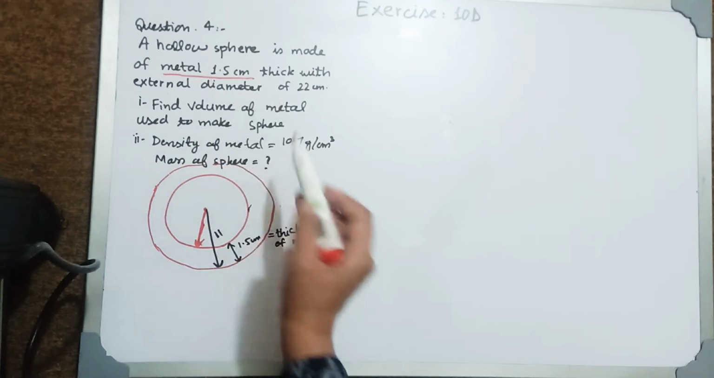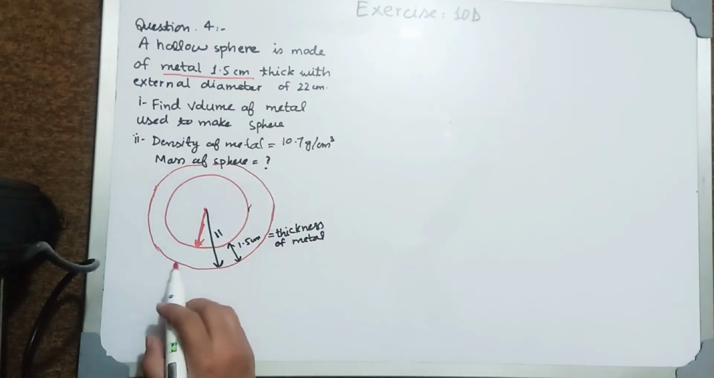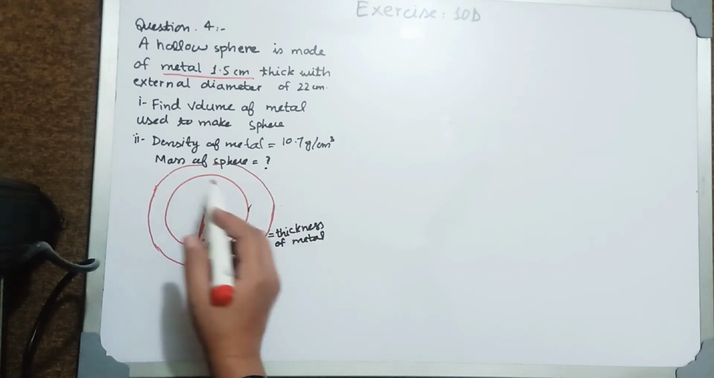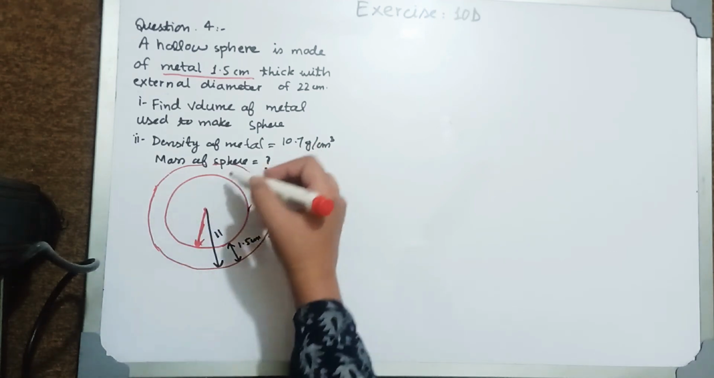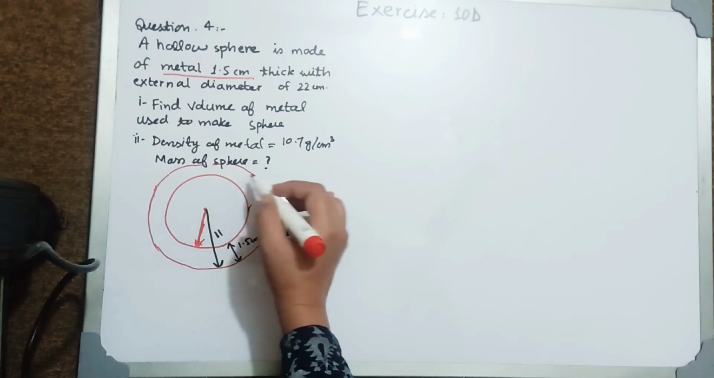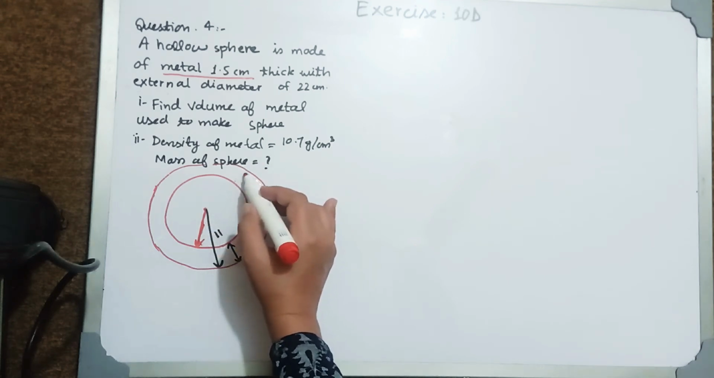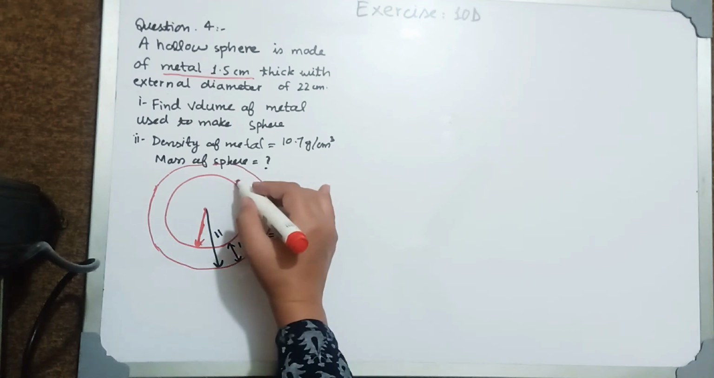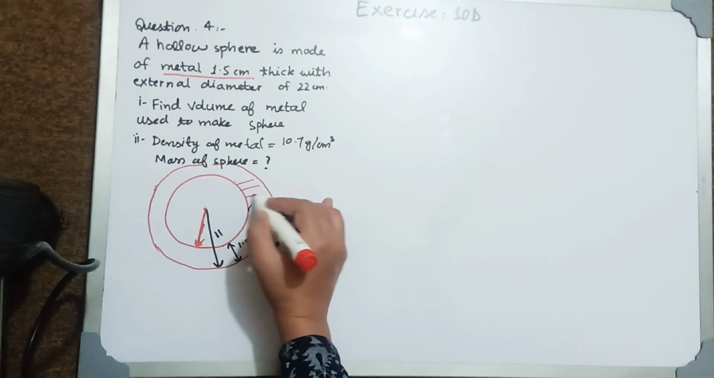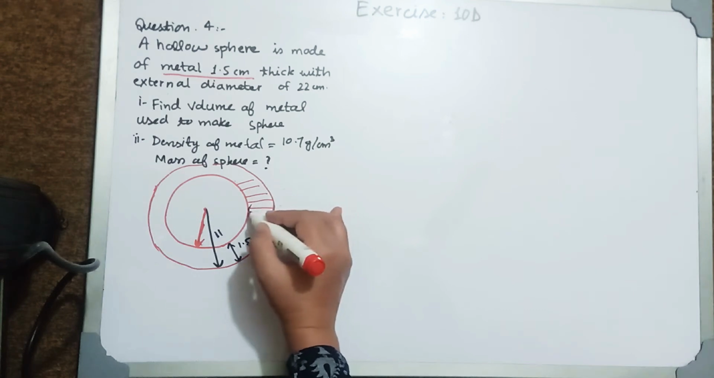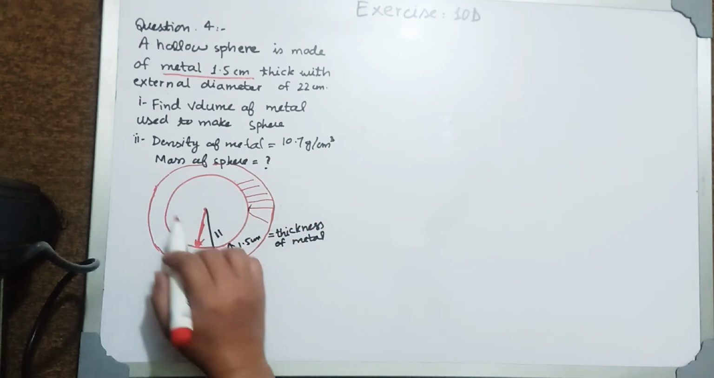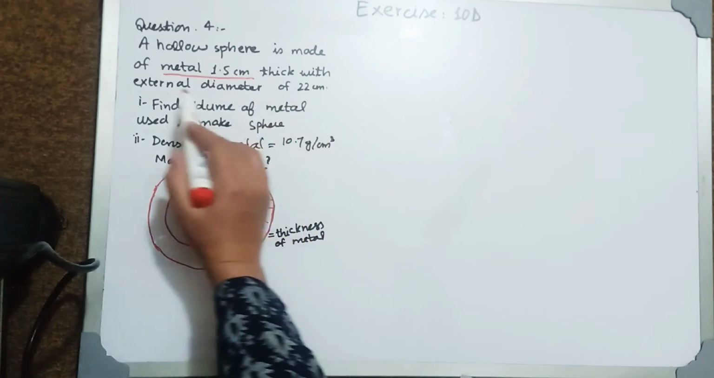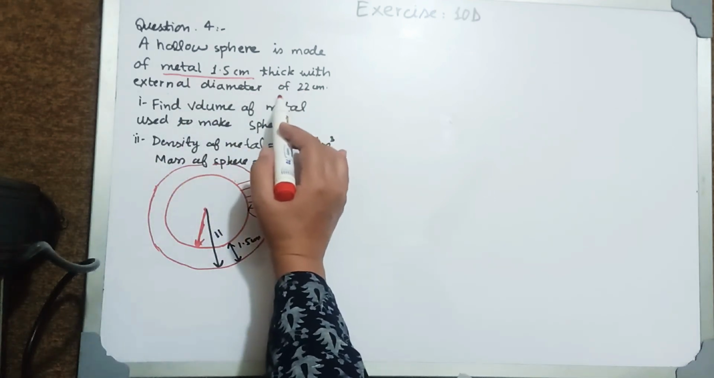External diameter means, as you can see here, I have drawn this figure, that is a sphere, right? And the sphere is made up of metal, right? And this thickness is showing the thickness of metal. This part is showing metal, of which this sphere is made. Inside it's hollow, okay? And the external diameter is 22 centimeter.